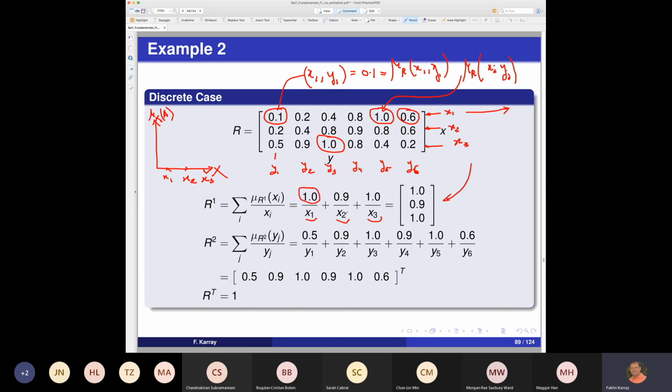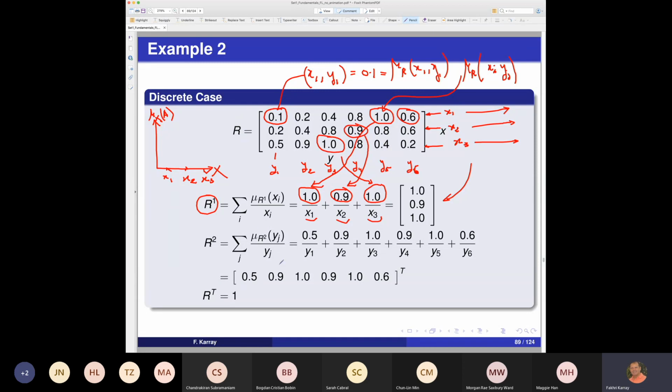That's the first element. We go to the next element, which is the second row here. We take the maximum value. Maximum value is 0.9. We go to the next element, x3, and it's giving us 1, which is given by this one. Okay, so this is coming from here, this is coming from here, and this is coming from here. So that's how we obtain this type of representation. So this is the membership function of R1. We call it R1, which is over the universe of discourse X, the first universe of discourse on which this relation is created.